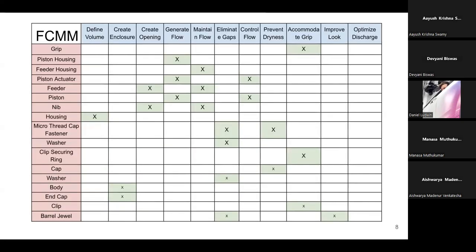This is our function component mapping matrix. We map the 17 components of the fountain pen to the leaves of the FAST diagram. Many components perform more than one function. Functions with the greatest number of parts are elimination of gaps, followed by generation of flow and maintenance of flow.